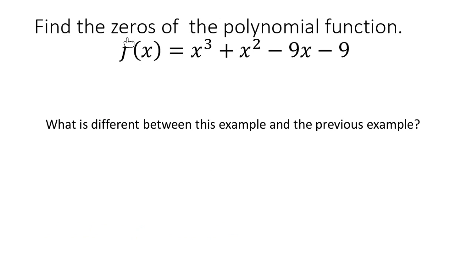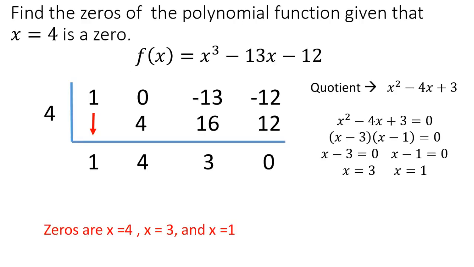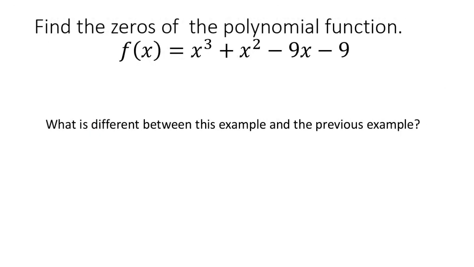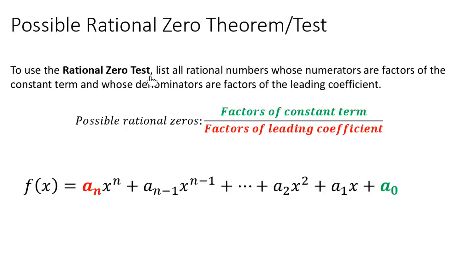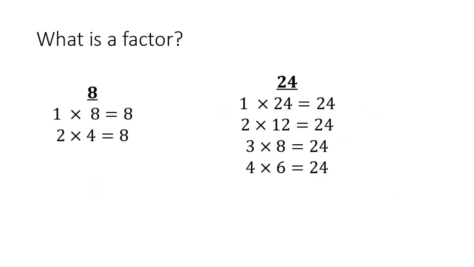So in this example, they don't tell me that something is a 0. So we need to figure out what we can use to start the synthetic division. To do that, we can use the possible rational zero theorem. Basically, we divide the factors of the constant term by the factors of the leading coefficient, and that helps us find a list of possible rational zeros.